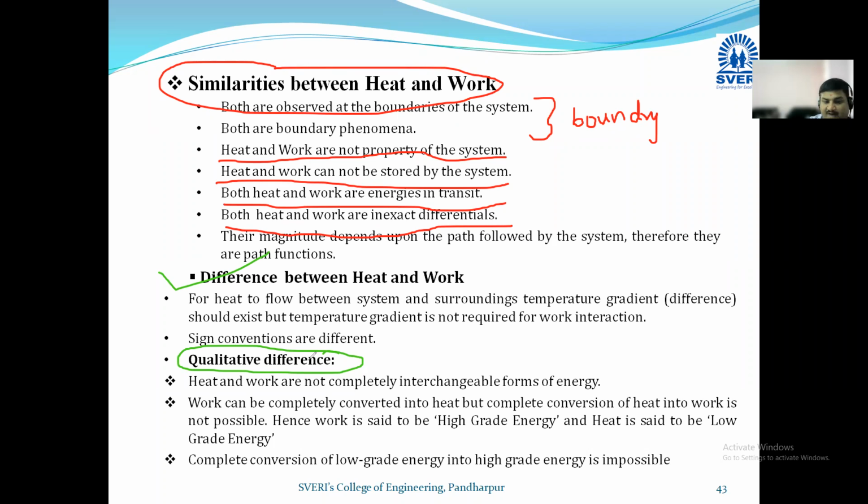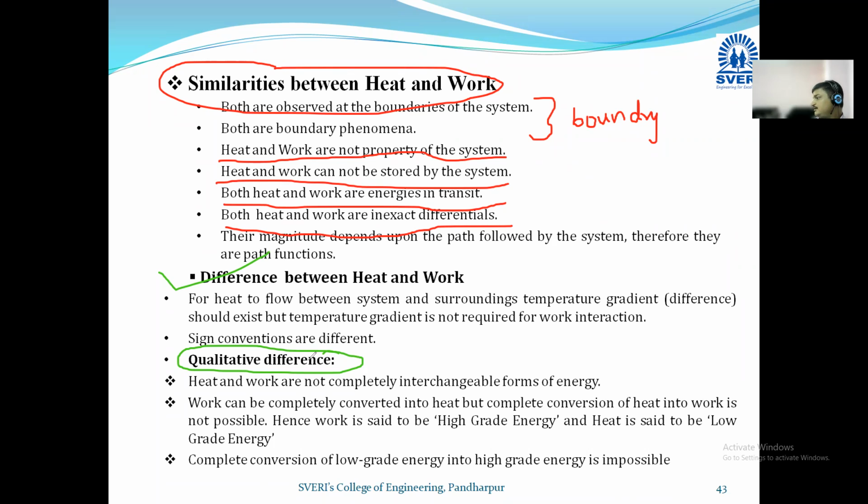Complete conversion of low grade energy into high grade energy is impossible. एक लक्षात घ्या, तुम्ही टेम्परेचर खाल्लं, तुम्ही हीट देताय 20 किलो जूल आणि वर्क एक्सपेक्ट करताय 40 किलो जूल. घडेल का सर? नाही घडणार. जेवढी हीट देताय त्यापेक्षा जास्त कार्य अजिबात घडणार नाही. The next is work can be completely converted into heat, but complete conversion of heat into work is not possible.